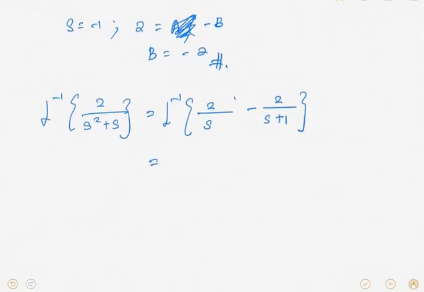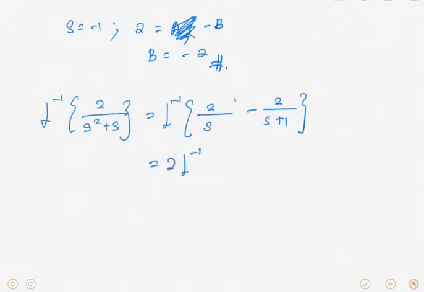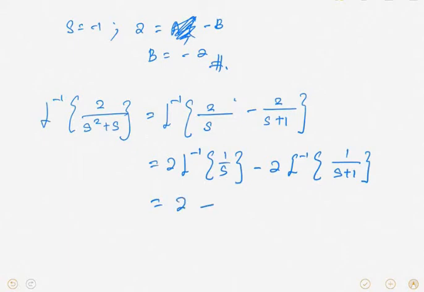If you solve this inverse Laplace transform, you get 2 times the inverse of 1 over s, which is 1, so you have 2 here, minus 2 times 1 over s plus 1, which is e to the negative t, so you have negative 2 e to the negative t. That's all. So it means that you can solve using the transform of integral, or you can solve using partial fraction expansion.